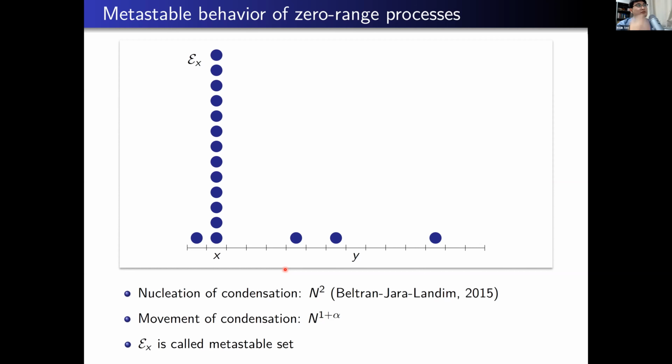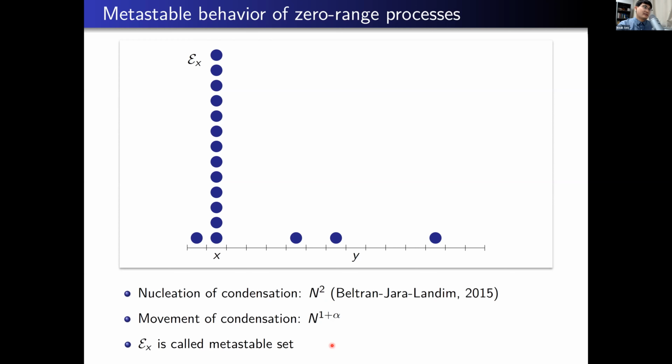Now let's assume that you have this condensation of particles at site x. This is locally stable, because particles are sticky. So once you have this condensation, you will stay at this condensation for a long time, indeed for a time scale of n to the 1 plus alpha. Since alpha is greater than 1, this is longer than the previous time scale. So this is a locally stable state.